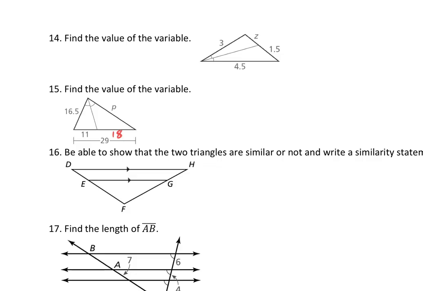Okay, and then I'm going to go 16.5 is to 11 as P is to 18. Those two sides that are split or cut are proportional to one another. So we got to find P. But the key here is don't put 29 in your proportion. Okay? You're using 29 to get the 18, but we're not putting 29 into the proportion.